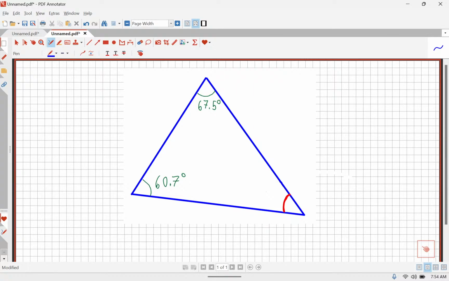Now, if you know that there's 180 degrees to go around in this triangle, this guy's got 60.7 of them, this guy's got 67.5 of them, how can I find out how many degrees are left over for that guy? Well, that's okay, right? This is exactly why. There's nothing to be worried about. I got you. Watch this.